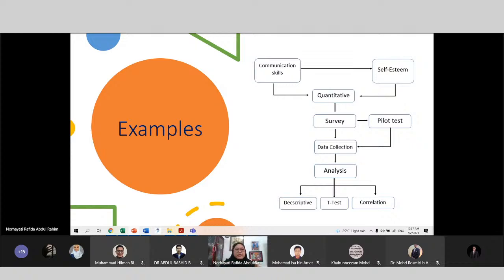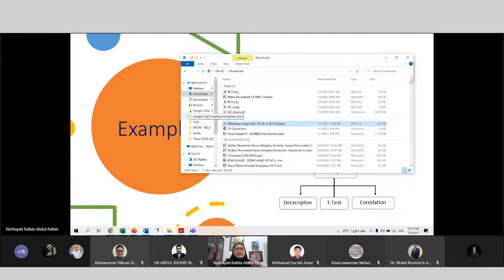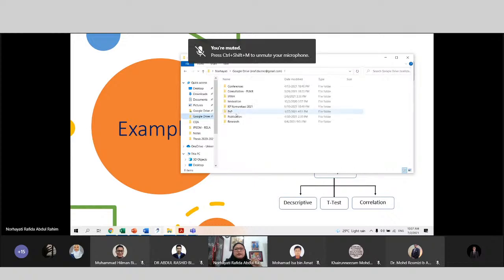Okay, because just now I promised you to show you the outline of research. Let me show you. Bismillahirrahmanirrahim.